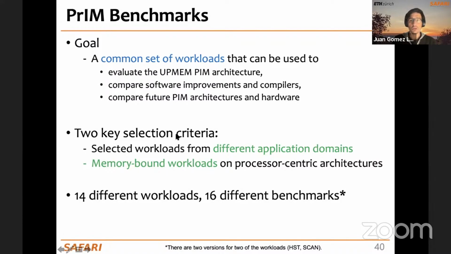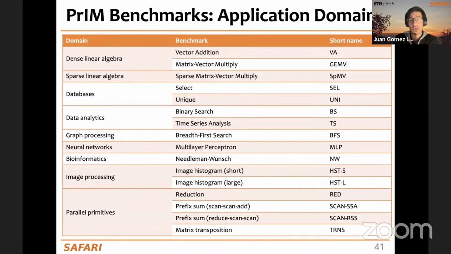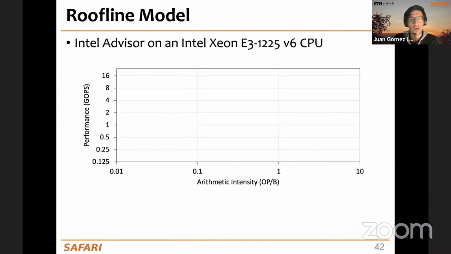So in total, this PrIM benchmark suite contains 16 different benchmarks out of 14 different workloads. These are workloads that we selected because they are memory bound. They show to be memory bound in conventional processor-centric systems like CPUs or GPUs as well. Here you can see a whole list of these benchmarks coming from different domains like dense and sparse linear algebra, graph processing, neural networks, image processing, etc. And these are the different benchmarks and the acronyms that we use for them. We are going to see an evaluation of these PrIM benchmarks on real PIM systems, but that's something that we will do in a later lecture.